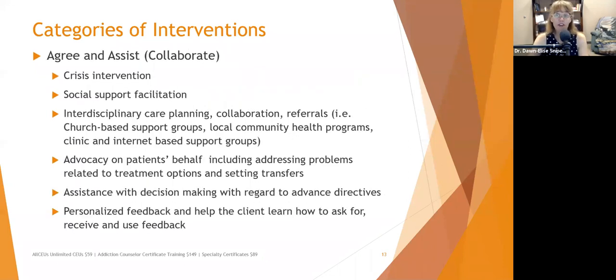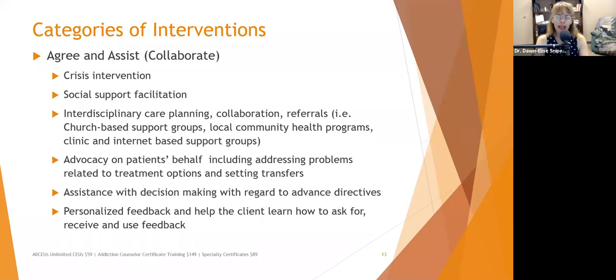We may need to provide crisis intervention, social support facilitation, interdisciplinary care planning, collaboration, and referrals, and that can be everything from other professionals, to church-based support groups, to community-based support groups, even internet information and support groups or internet-based activities. We may need to advocate on the patient's behalf, including addressing problems related to treatment options and setting transfers. Remember, as their ability for self-care or self-management waxes and wanes, they may need more or less help. So if they've been transferred to a lower level of care and they're decompensating, then it may be on the clinician to step up and advocate on the patient's behalf to return to a higher level of care. We did this a lot in substance abuse treatment.